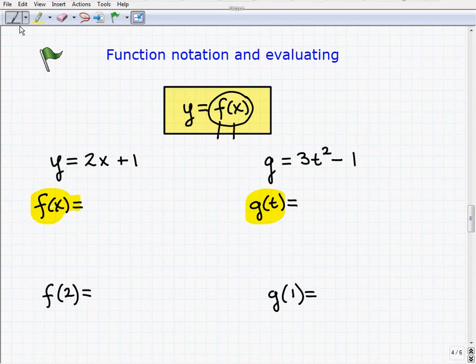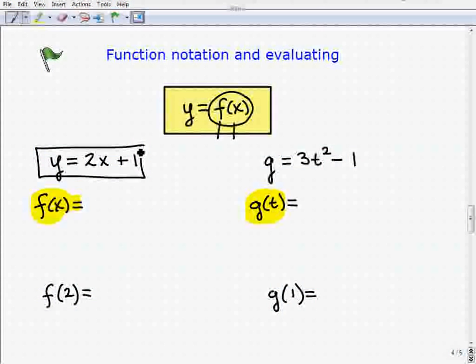And all this f of x is, or g of t, in its simplest terms, we'll use this y example, y and f of x. Y, the variable y, just as I had this equation here, y = 2x + 1, is equal to this f of x notation. So f of x, instead of this y here, I'm going to write f(x) = 2x + 1.